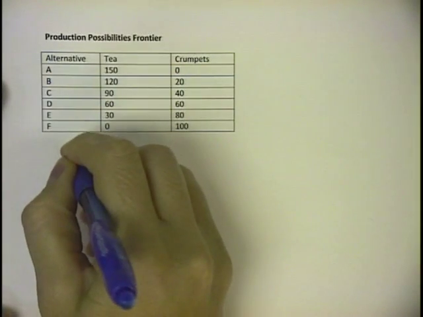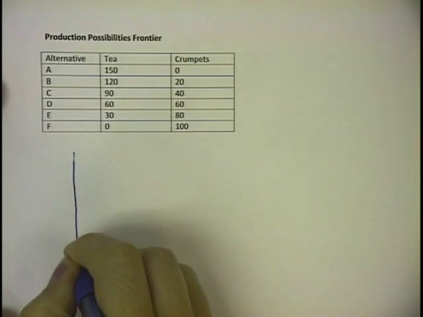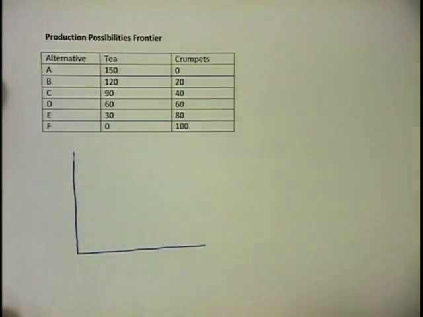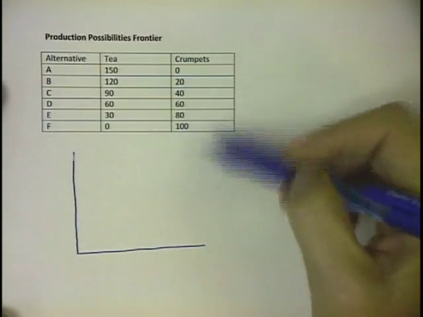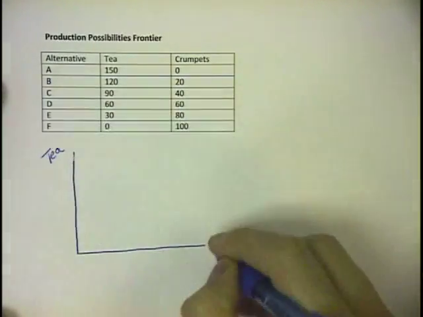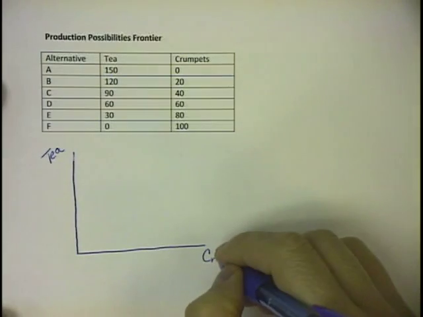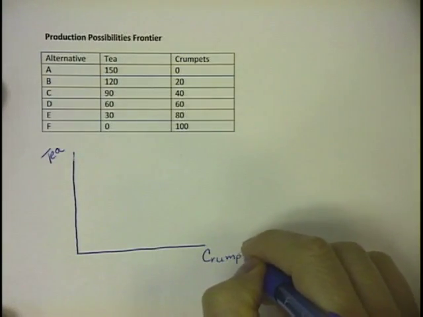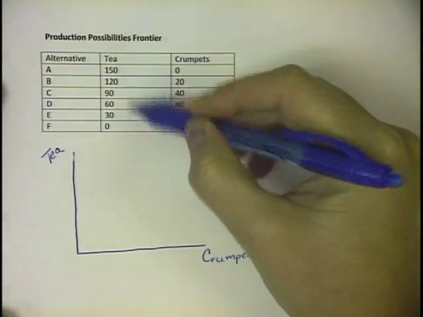So if we are going to make a production possibilities frontier, we have our two axes. And it doesn't really matter if we put tea or crumpets on either axis. We'll just put tea up here. We'll put crumpets down here. We could have put crumpets up here and tea down there. It doesn't really matter.